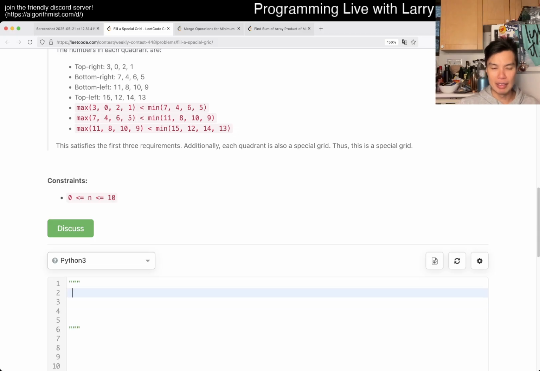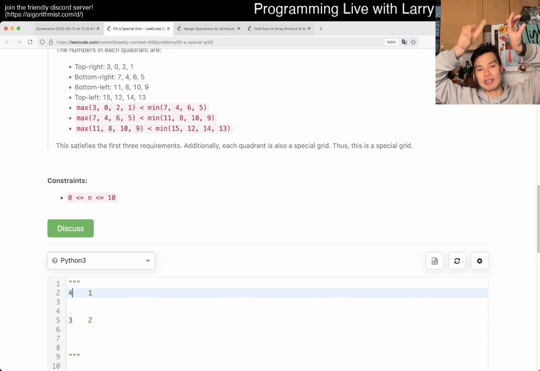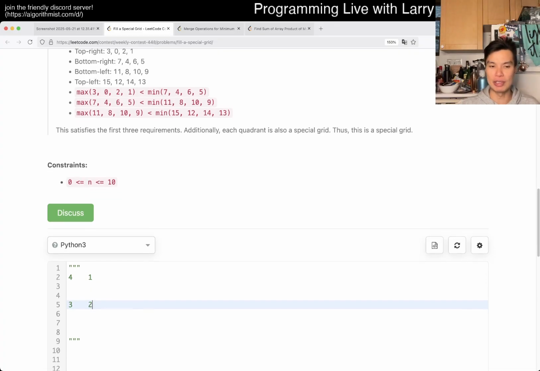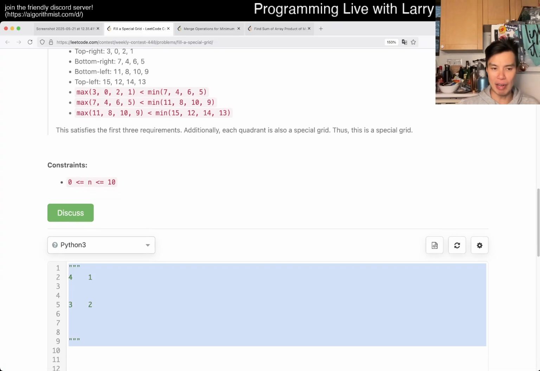This is one-indexed the way I have it, but if you divide it into 4 quadrants, you're going to have 1 on the upper right, 2 on the lower right, 3 on the lower left, and 4 on the upper left. This defines one quote-unquote special grid, and now recursively, each quadrant will be a special grid, so you go into it in that order, and that's basically how I did it.